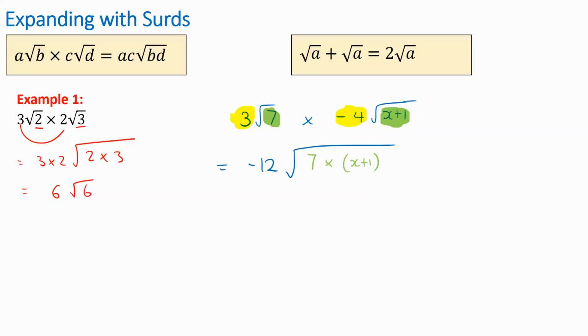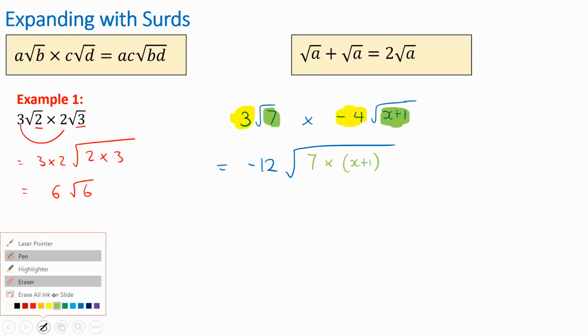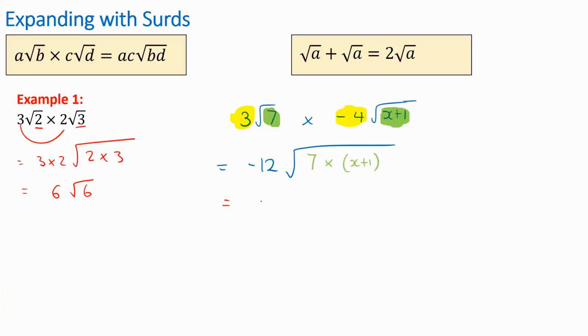7 times x plus 1. What does that give me? Can I please have, let's go with Ben. How do I expand 7 times x plus 1? Well, 7 times x, 7 times plus 7. Good. So you've got negative 12 root, and you've got 7 times the x, which is 7x, and then 7 times the 1, 7. Okay, so this would be my answer: numbers on the outside, and the root of 7x plus 7.